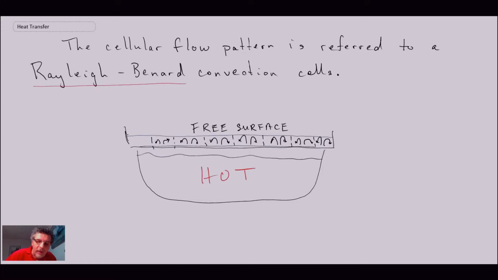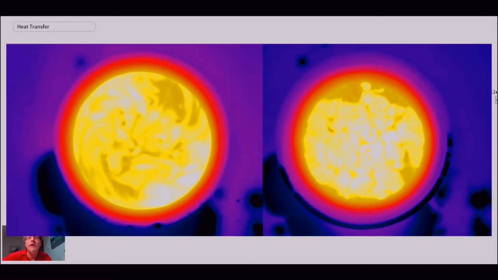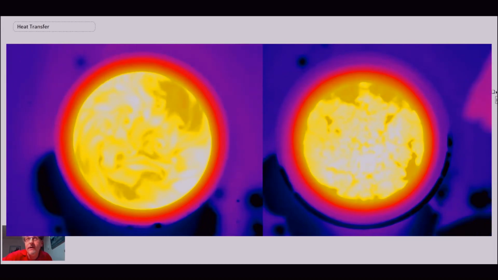So what we're going to do is we're going to do this experiment. And so what I did is I used the infrared camera and I took a bowl of hot water, and here we can see there's the bowl of hot water. The one on the right is actually hotter.